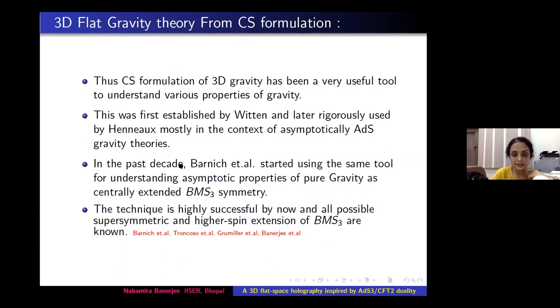Okay, so let me say finally what we have. We see that the Chern-Simons formulation of 3D gravity is a very successful tool to understand various properties of gravity. This was first established by Witten and later rigorously used by Henneaux, mostly in the context of asymptotically AdS gravity theories. In the past decade, Banerjee started using the same tool to understand the asymptotic properties of pure gravity, and then he found this centrally extended BMS symmetry. By now this technique is highly successful, and all possible supersymmetric and other extensions of BMS3 are known. There are works by Banerjee and collaborators, Troessaert and collaborators, Dumiller and collaborators, I should have said Arjun and collaborators, sorry Arjun, and some of our works.